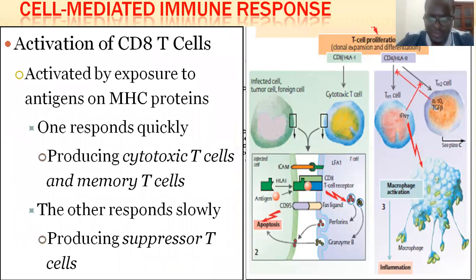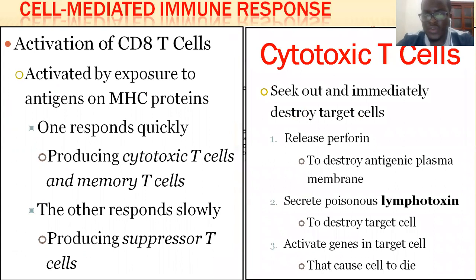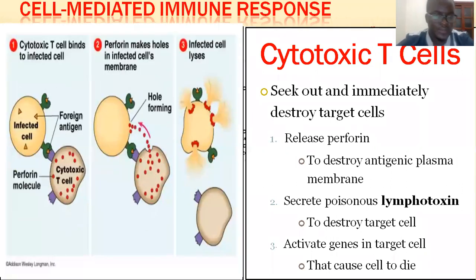Okay, so this is just the same information that we've already discussed. So we proceed to something new. You can see the cytotoxic T cells, they'll start producing poisonous lymphotoxins that will destroy the target cell. Then activation of the genes in the target cell that cause cell death. You're talking of activation of the genes that are responsible for apoptosis of these cells. Then they can also release perforin, which is released to destroy the antigenic plasma membrane, to punch holes, to perforate the plasma membrane to allow movement of other things into the cell and then to be destroyed.